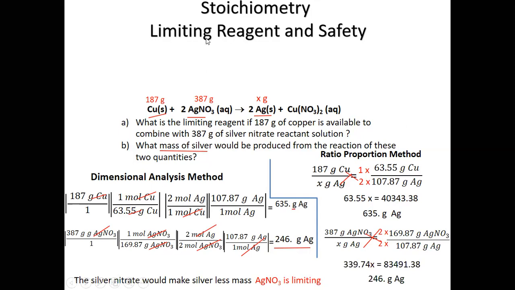So we can answer both parts of our question. What is limiting? Well, we've determined limiting happens to be the one that we run out of first, which is the one that produces less product. Limiting would be our AgNO3, known as silver nitrate. So we'll label that as limiting. What mass of silver would be produced? Well, the mass of silver that it could produce is only 246 grams because silver nitrate limits our ability to make any more. So the mass it could produce, 246 grams.